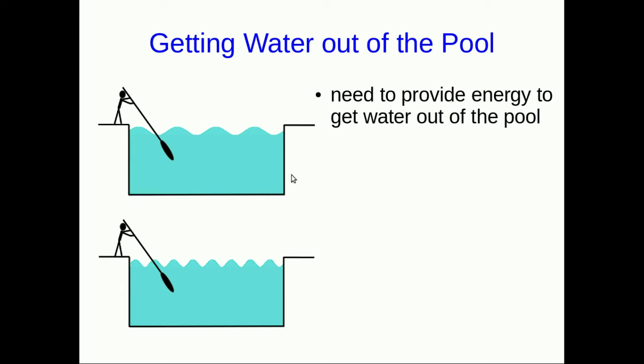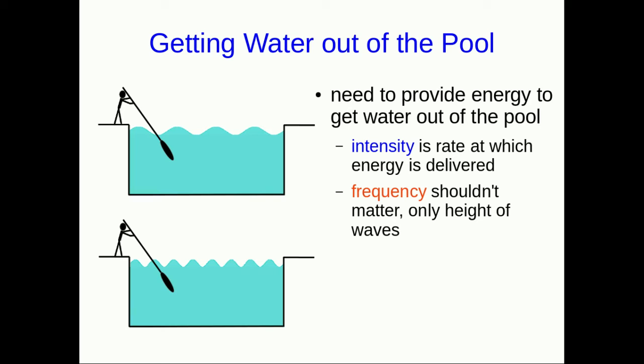Now, what matters for getting water out of the pool? You need to provide enough energy to get the water out of the pool. And if you think about this analogy, it should be clear that the intensity is the thing that matters. That's the rate at which energy is delivered, and you need to get energy into the pool to raise it up the appropriate height. Well, the frequency shouldn't matter. In other words, the short wavelength waves will have no easier a time getting out than the long wavelength waves. What matters is the intensity. You have to make the waves tall to get some to splash out onto the edge.